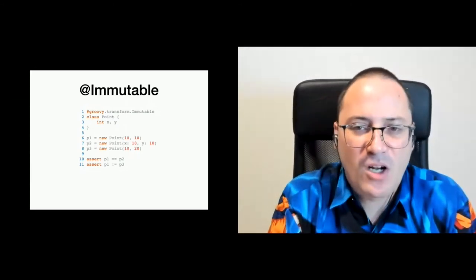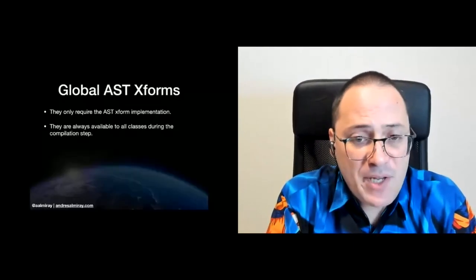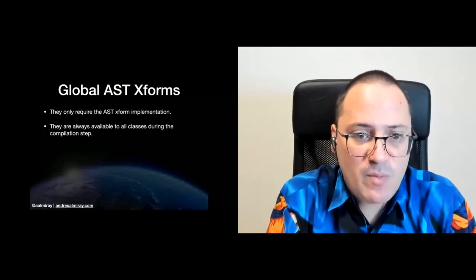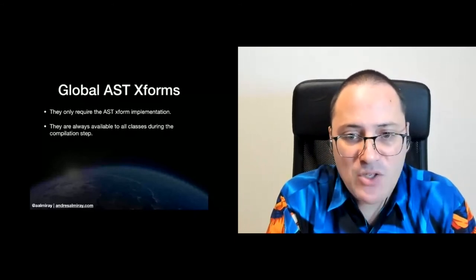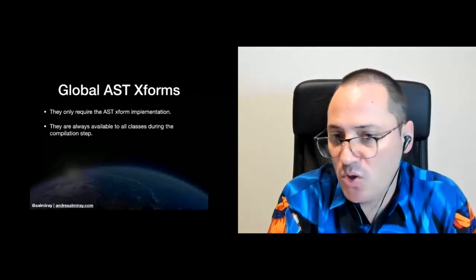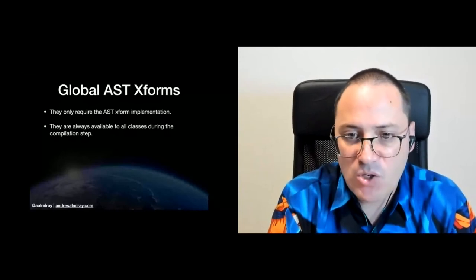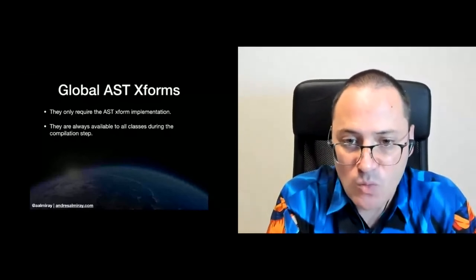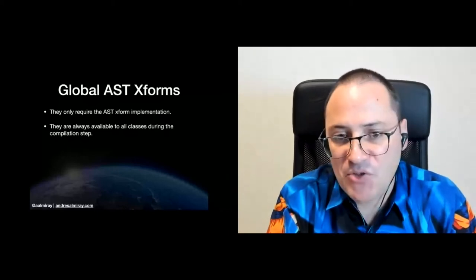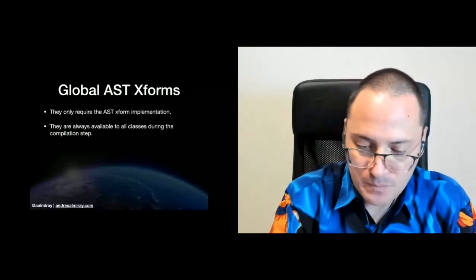So moving on, Groovy global AST transformations. They only require the transformation class itself. And the global transformations, by their name, are applied to every single class available during the compilation step. So you don't need an annotation. So if you have 10 classes during the compilation step, then all those 10 classes will be manipulated by the AST transformation in one way or another.